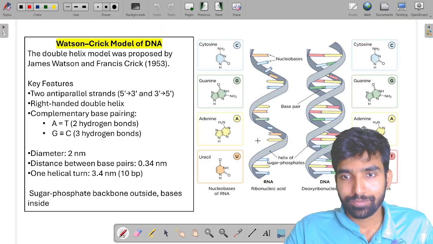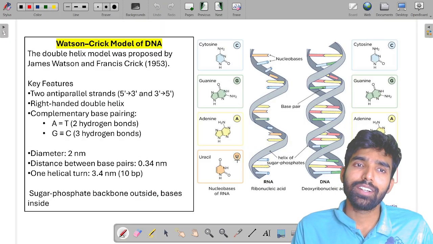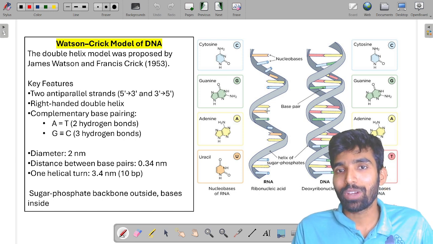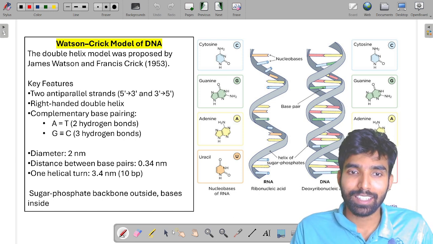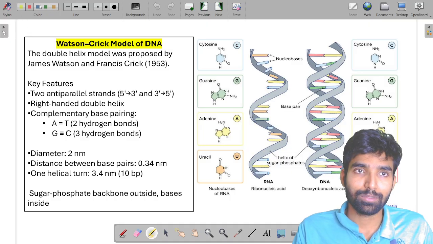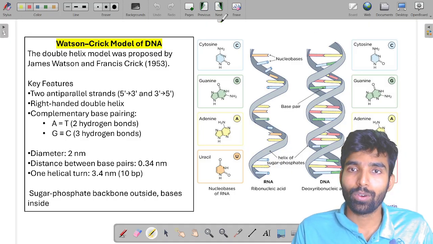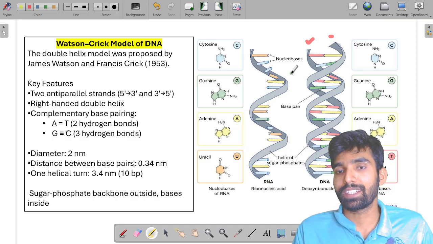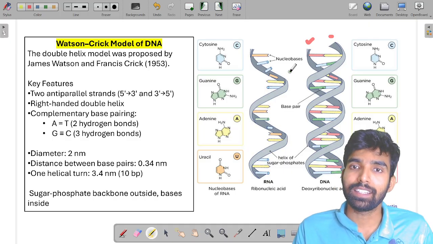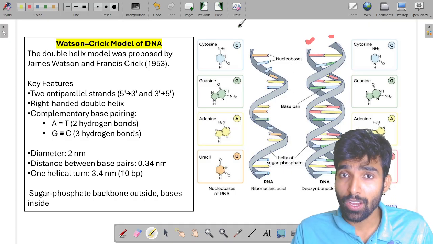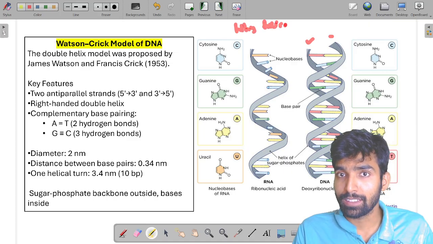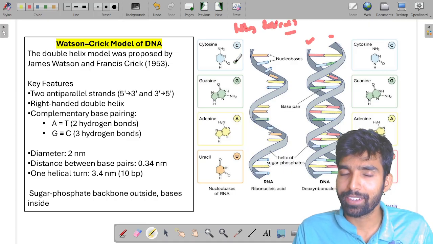Next is the Watson-Crick model. In our childhood also we have learned about this. This is the double helical structure that Watson and Crick proposed. We know DNA is helical, but why helical? This is the first question that should come to our mind, right?